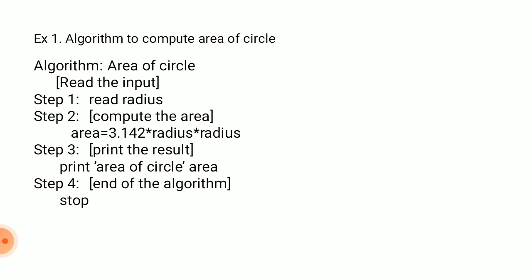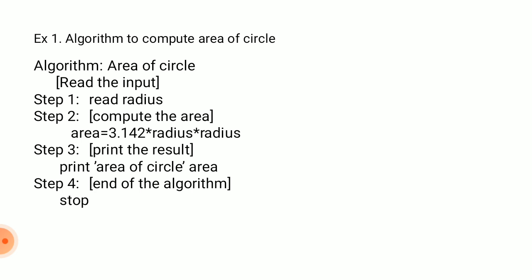Always, before writing an algorithm or a program, you have to understand the problem thoroughly. That means what the problem actually is, what instructions we have to use, what the inputs and outputs are, and what it has to process. So first you should know what the problem is. The problem is computing the area of a circle.